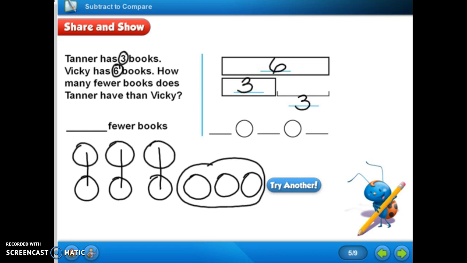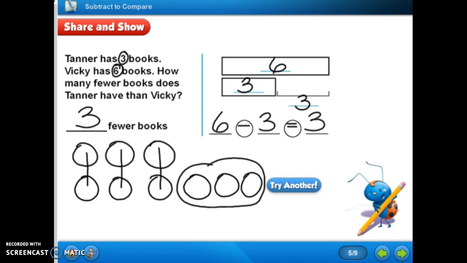Let's write our subtraction sentence. Start with your larger number, 6, minus 3 equals 3. So Tanner has 3 fewer books.